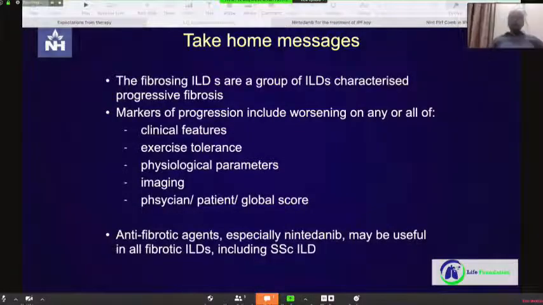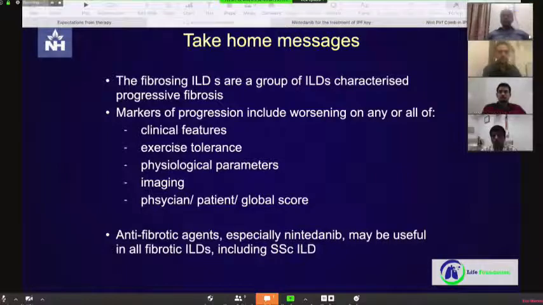So I'll leave you with a few take-home messages. The fibrosing ILDs are a group of ILDs which are characterized by progressive fibrosis. The markers of progression include worsening on any or all of these features: clinical features, the exercise tolerance. Typically, you look at the 6-minute walk distance. You look at physiological parameters like FVC and the DLCO. You can look at imaging and calculate how much the fibrosis is worsening. And you can look at a physician, a patient, or a global score. And finally, antifibrotic agents, especially nintedanib, because we have a better meeting of the endpoint for nintedanib.